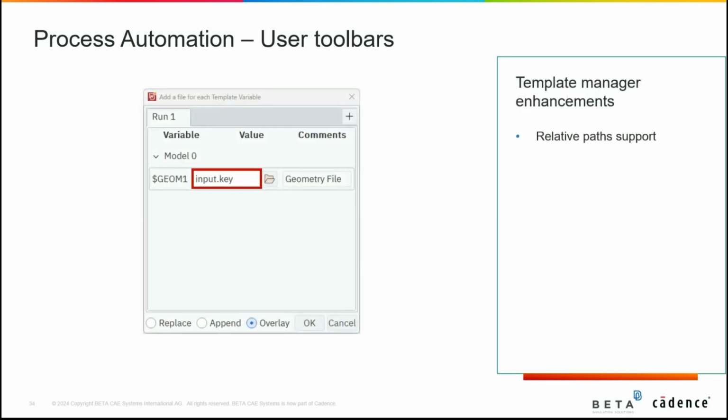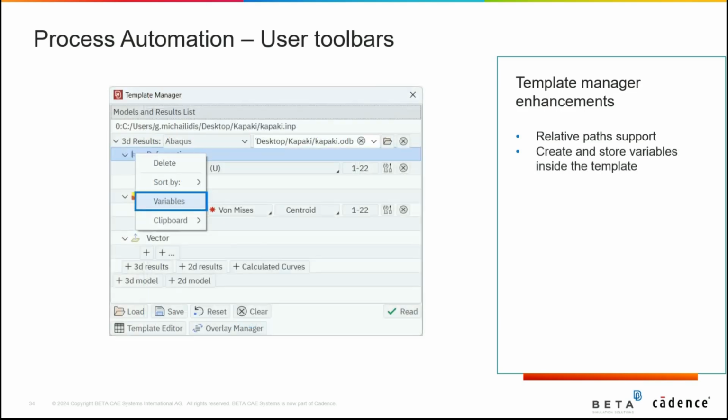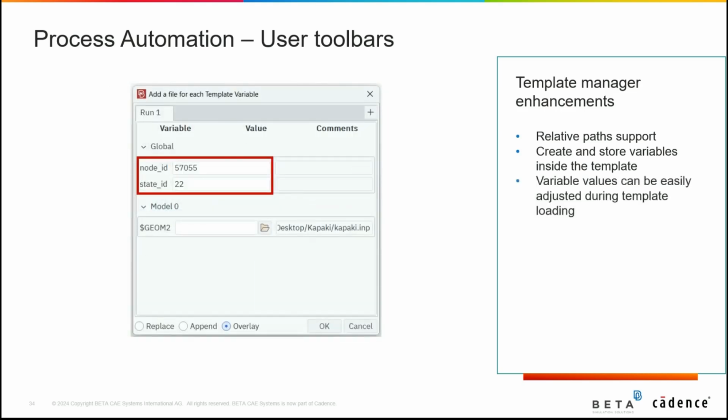Template Manager has been updated with various improvements. Relative paths can now be handled when reading templates, providing users with greater flexibility. Additionally, users can define variables by right-clicking and selecting variables from the context menu in the Template Manager window. Once the template is loaded in META, any variables defined in the template appear in the dialog, allowing users to view and adjust them based on their needs.